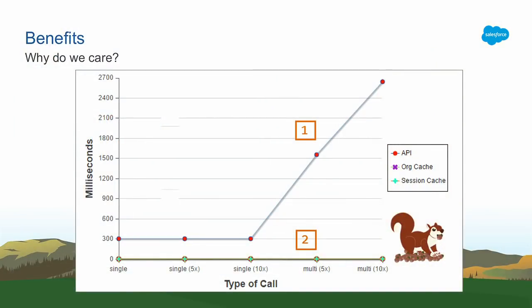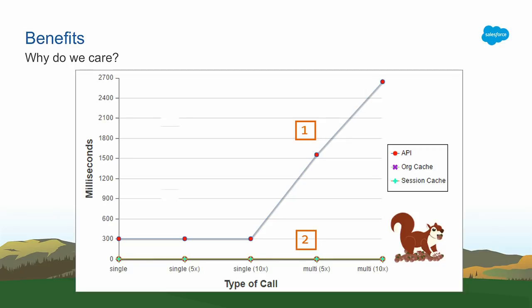All right, so why do we care about this caching? Why is it important to us? This is a graph I took from a Trailhead badge, but I think you can probably surmise similar data when making API calls, for example. The more API calls you make and the more complex they are, the longer it's going to take to make them and return data back. That kind of makes sense.